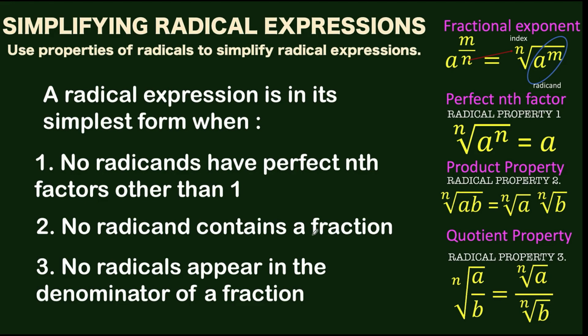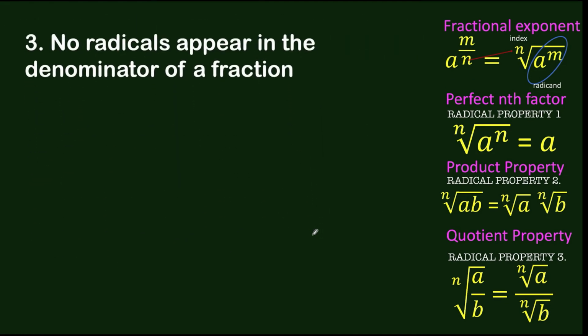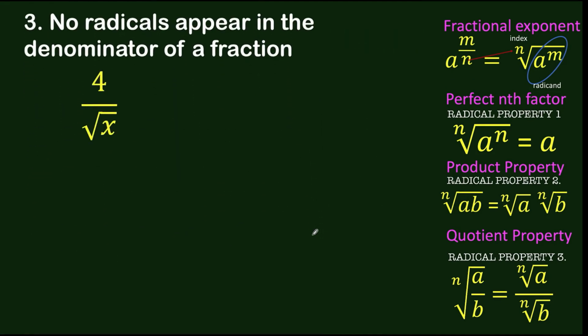There should be no radicals in the denominator of a fraction. Let's say we are given this fraction, 4 over the square root of x. So the denominator is the square root of x. It has radicals, and we don't like radicals in the denominator. So what are we going to do? We are going to rationalize the denominator. So the index here is 2, the exponent is 1, so we need x to the first as well, so that 1 plus 1 becomes the index 2. And do the same thing in the numerator.